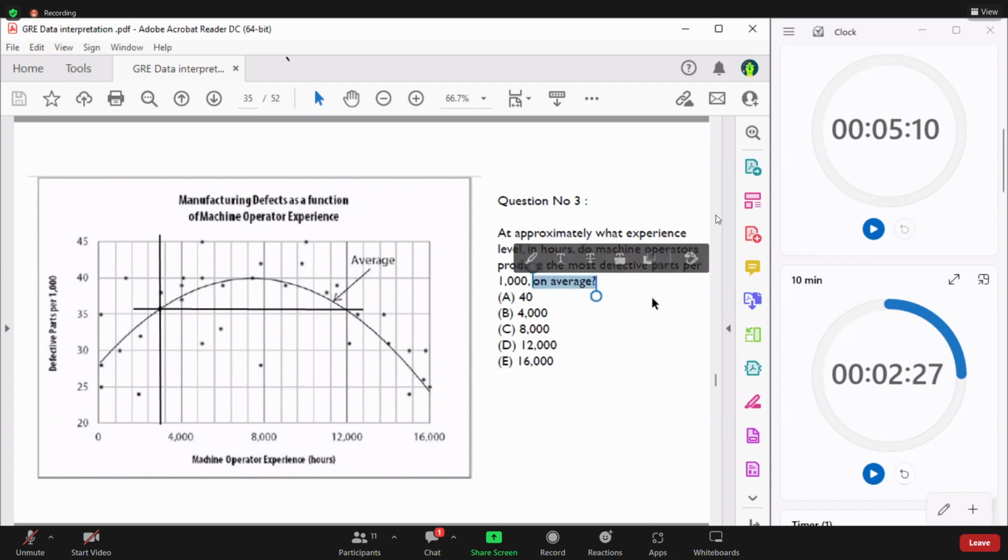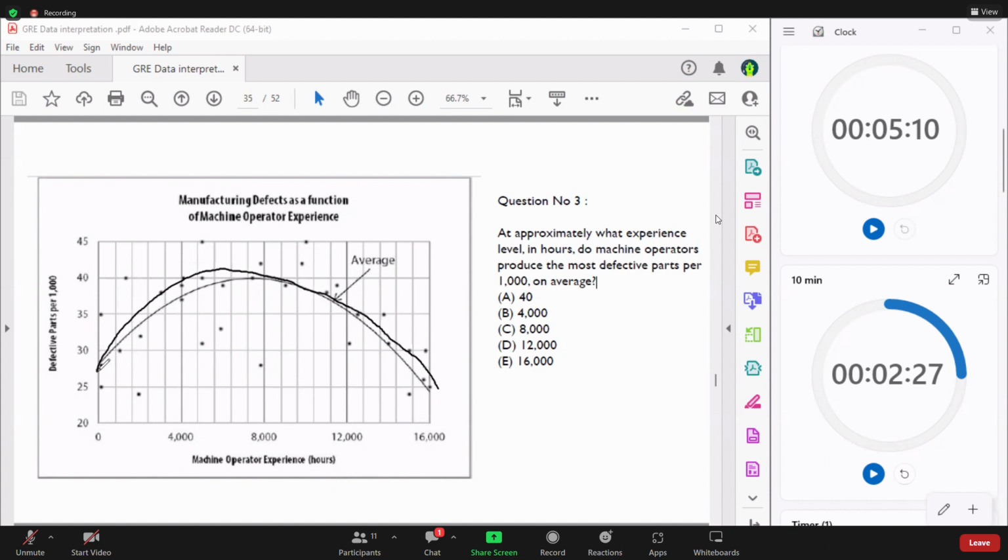Whenever it says on average, it is basically asking what the trend is here. So the trend is like the graph is going this way, right? So on average, the most defective parts would be here, so it is 8,000, because these are the defective parts and these are the number of hours. So 8,000 would be the answer.